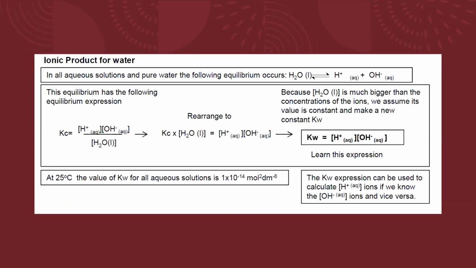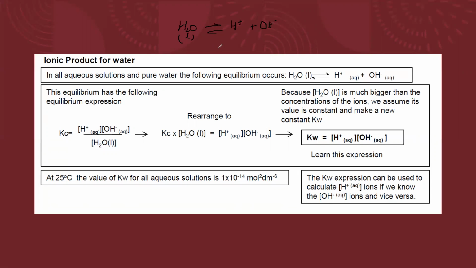Then what is the ionic product of water? Actually, as we know, water is H2O, so the water dissociates into ions. And what are the ions that water dissociates into? If we have a water molecule, H2O, in a liquid state, it can dissociate into H plus and OH minus.